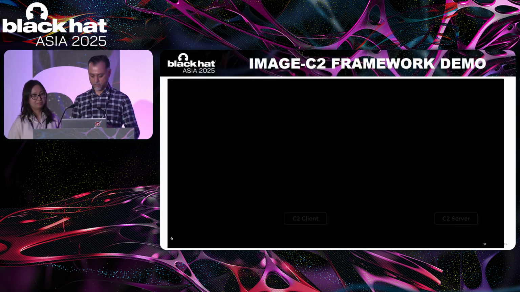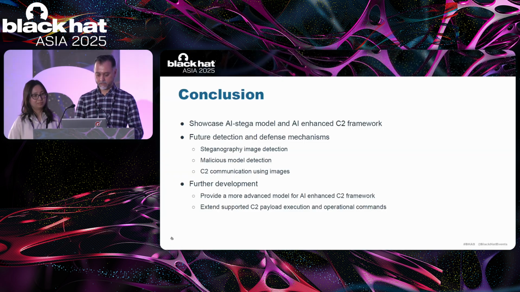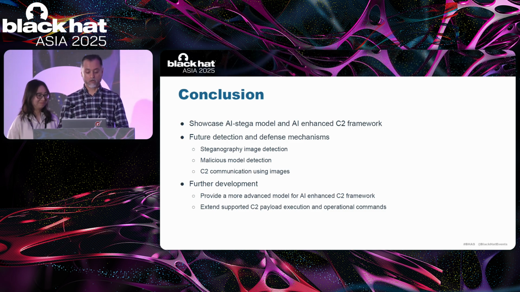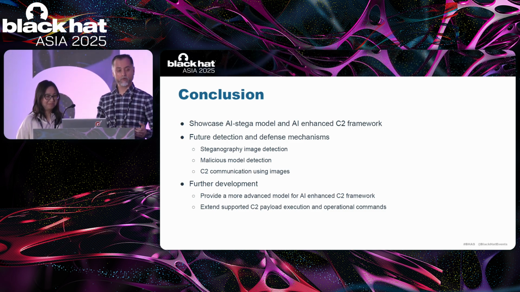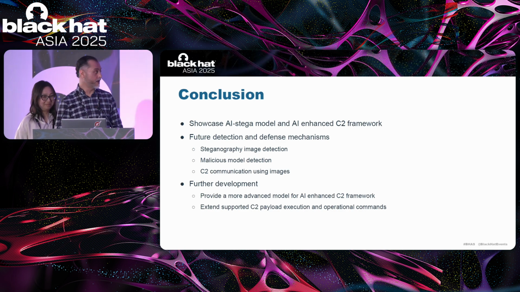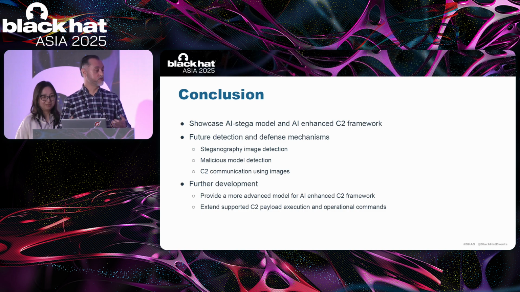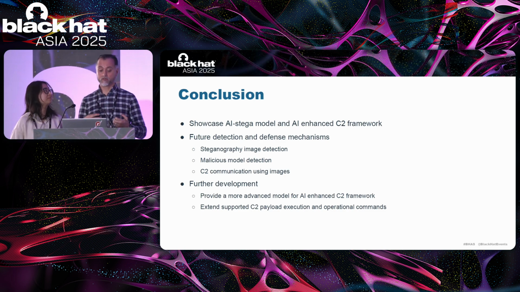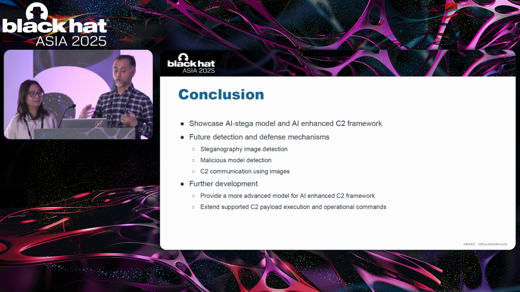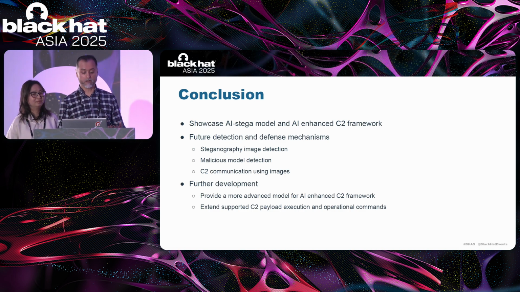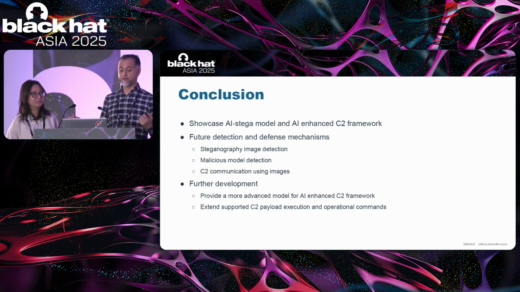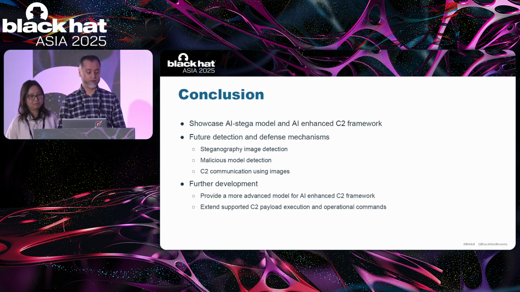All right, perfect. Conclusion. Today we showcased the AI Stega model and the AI-enhanced C2 framework. We also showcased that we can use images to conceal commands. We also used a malicious model, and we crafted C2 communication. Altogether, this creates a really interesting case for detection and defense mechanisms.